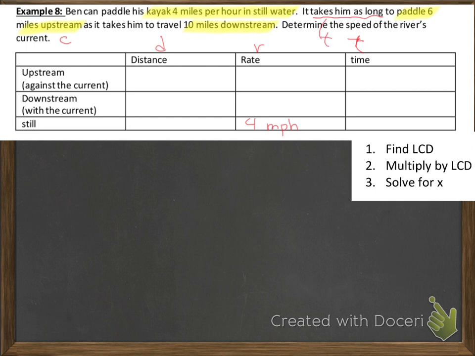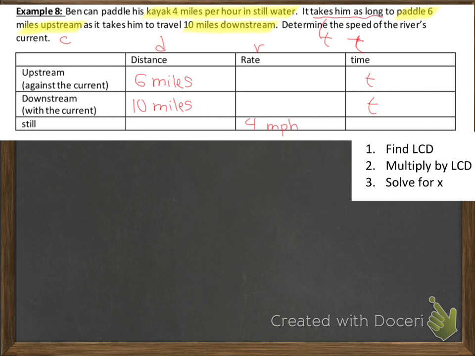It takes him t time to paddle 6 miles upstream. So we'll put 6 miles. Remember, miles is a measure of distance. It takes him the same amount of time to go 10 miles downstream. And that makes sense, right? Because if you're fighting against a current, you're not going to be able to go as far as if the current is pushing you along and helping you.